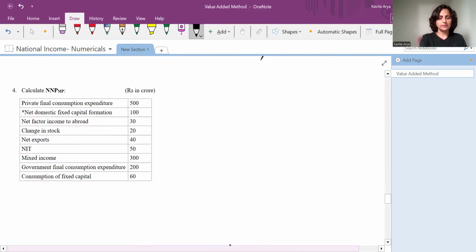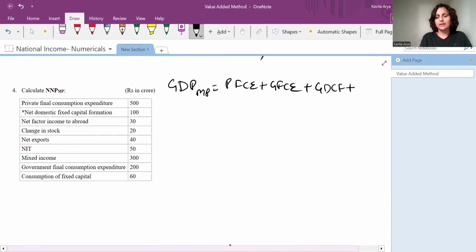Let's carry on and solve this question number 4, NNP at MP. Again, we see government final, private final. So the same very statement of expenditure method. GDP MP is equal to private final consumption expenditure, government final consumption expenditure, gross domestic capital formation, and net exports. Now let's check out private final consumption, clearly given here 500. Government, yes, 500. No, it is 200.